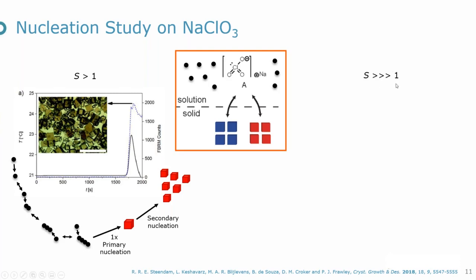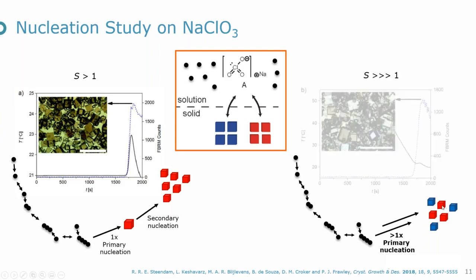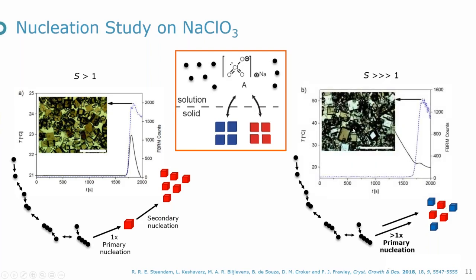But if you apply a much higher supersaturation, you still have the same process, but you have more than one primary nucleation event. So in that case, theoretically, you would form both chiral forms. And that's indeed what we observed. As you can see from the graph, we now have both light and dark colored crystals, whereas with the low supersaturation, or with induction time, we have only one colored crystal. So the take-home message here is that controlling primary nucleation is essential.